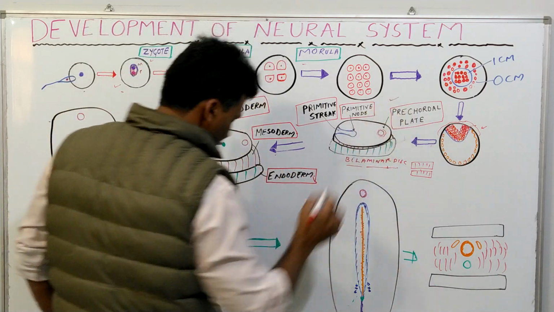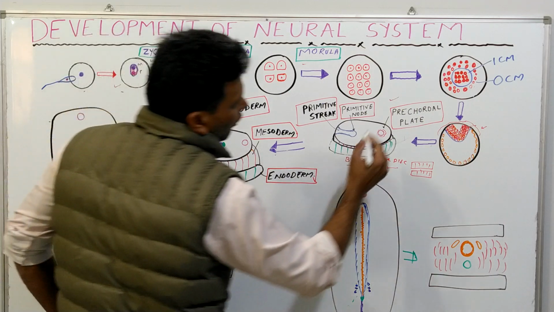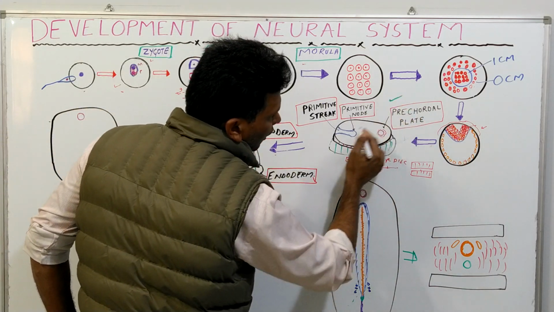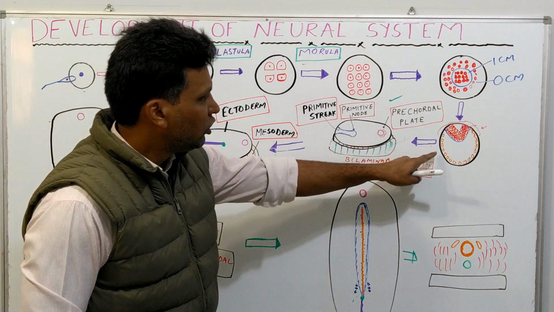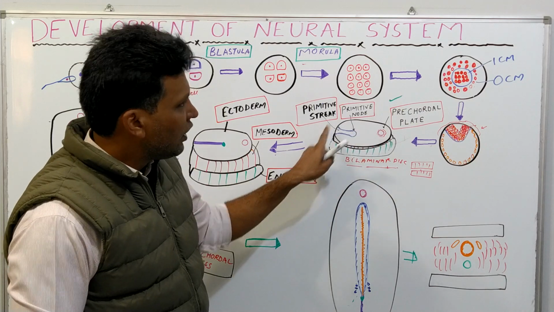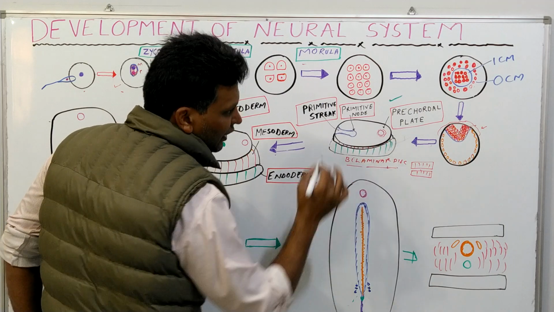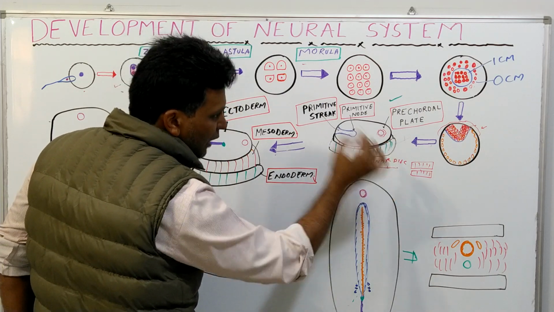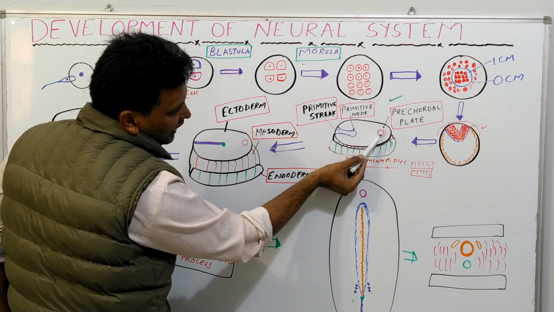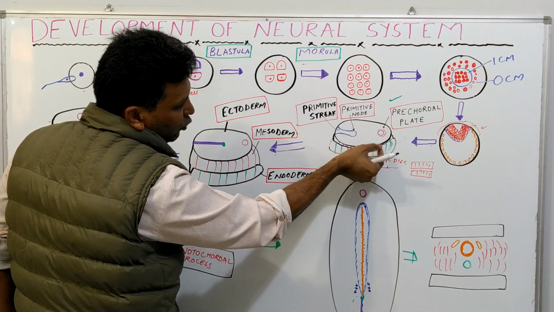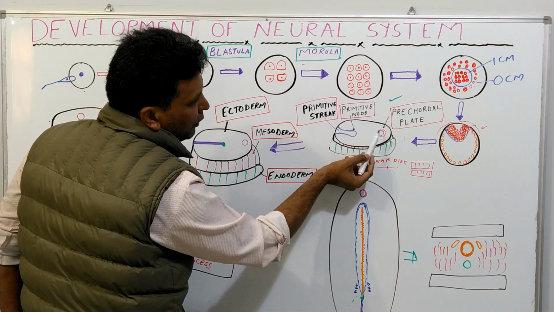It means that from here the real mechanism, the real formation of the neural system, will start. This is the point from where I am going to make our neural system. When we reach the bilaminar disc, the two discs are tightly held and joined together here, and this is called the precaudal plate.